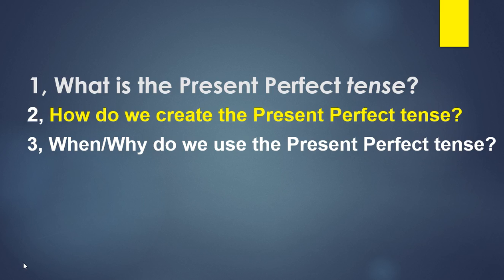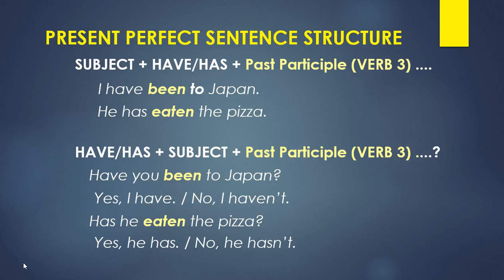So we're going to start off by looking at the structure. How do we create the present perfect tense? Well, it's relatively easy. For the present perfect tense, we have our subject, we have or has, plus the past participle, sometimes also known as verb 3. So we have the examples there: I have been to Japan, he has eaten the pizza. So subject, have or has, followed by the past participle, verb 3.